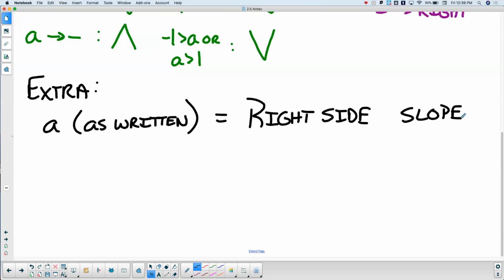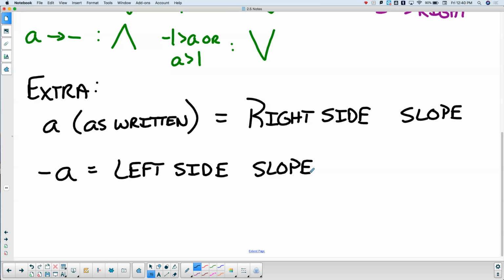A, as it's written in your equation, is going to be the slope of the right side of your absolute value. Okay? As it's written. The opposite of A is going to be the left side slope. Okay? So, how we use all of that.